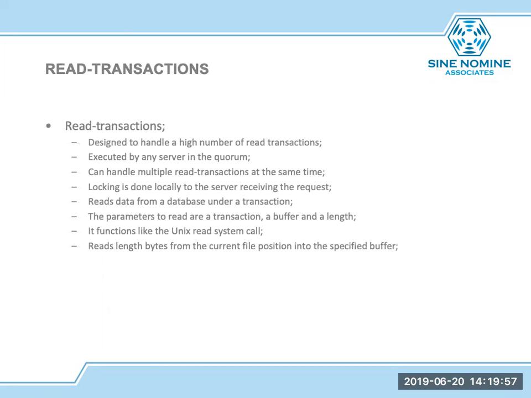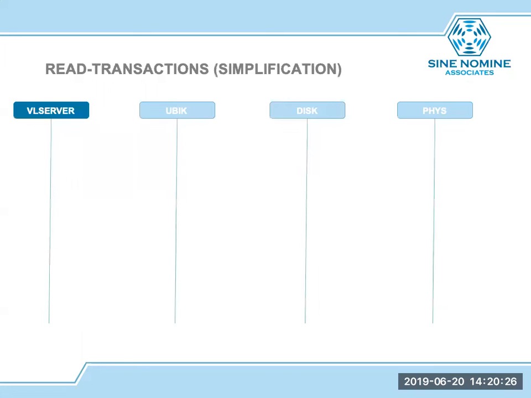So, first of all, I would like to explain how read transaction works. Basically, one of the things that we have to understand is that read transactions happen much more frequently than write transactions. We only need write transactions for admin operations. So Ubik was designed to handle a high number of read transactions. And any server can handle a read transaction. So let's look at the sequence diagram to see how a read transaction works.